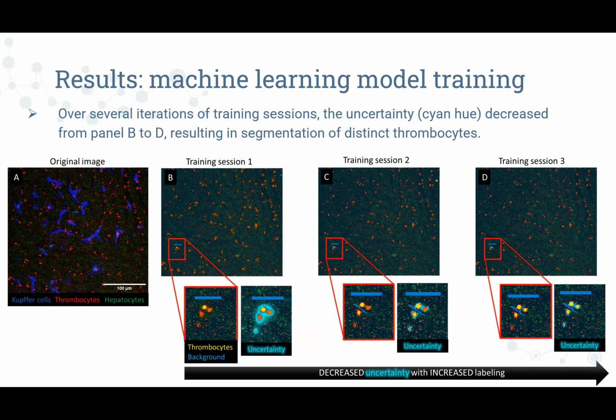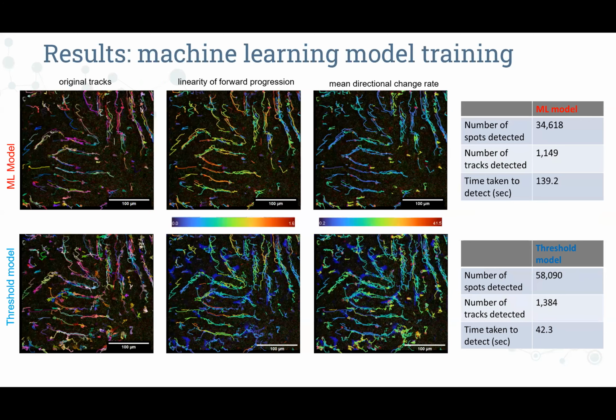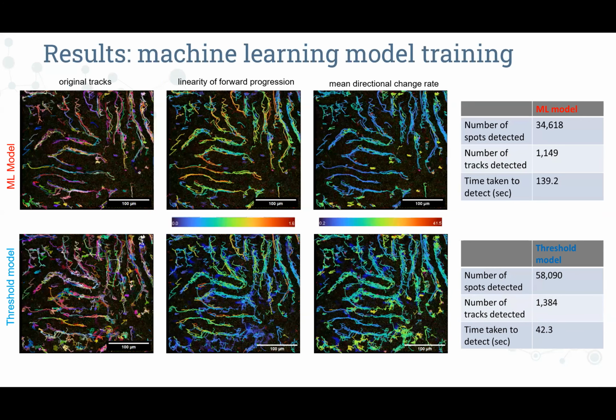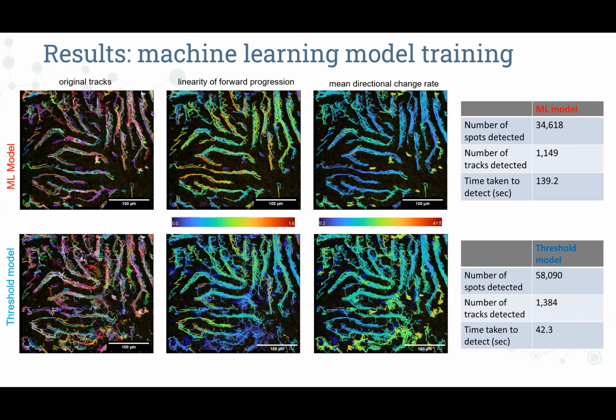You and I can see there's 3 different platelets, but how do we tell the model this? So we can start labeling, and as we increase labeling, platelets being in yellow, background being in blue, the uncertainty, which is in cyan, decreases, and that's predicted by the model. Once we are satisfied with our model, we can apply it and visualize different tracks as the platelets travel through different capillaries in the liver called sinusoids.